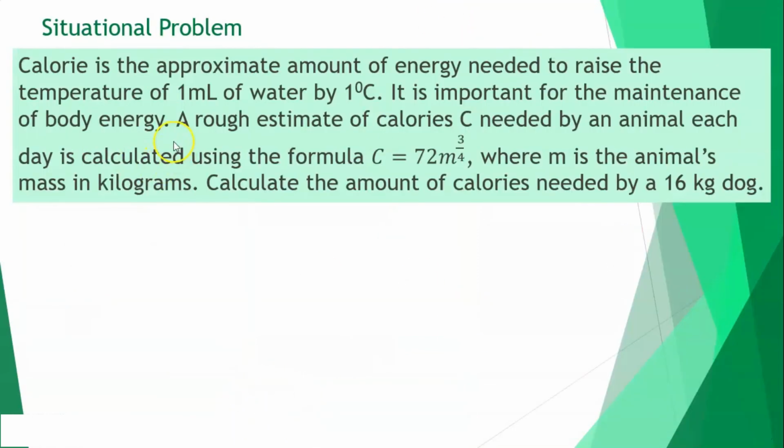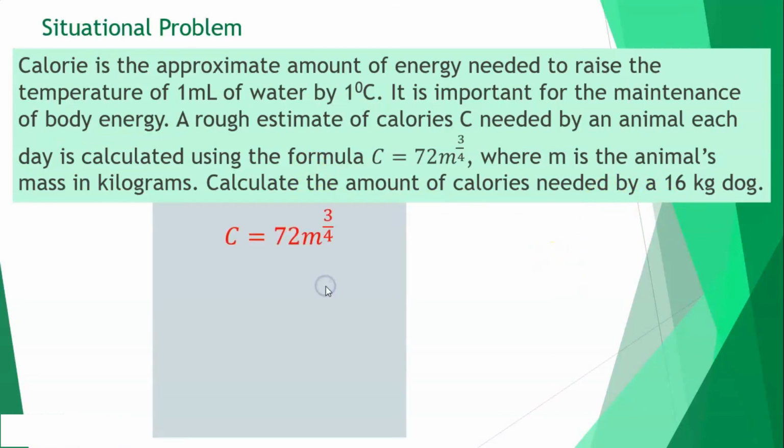Okay, another. Let's have this sample situational problem. Calorie is the approximate amount of energy needed to raise the temperature of 1 milliliter of water by 1 degree Celsius. It is important for the maintenance of body energy. A rough estimate of calories needed by an animal each day is calculated using the formula C is equal to 72 m to the power of 3 over 4, where m is the animal's mass in kilograms. Calculate the amount of calories needed by a 16 kilogram dog.